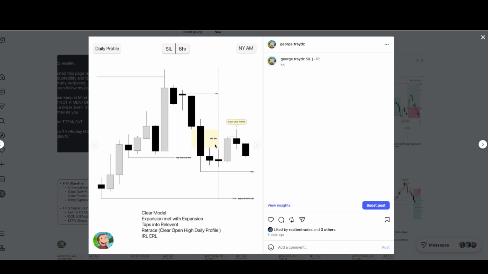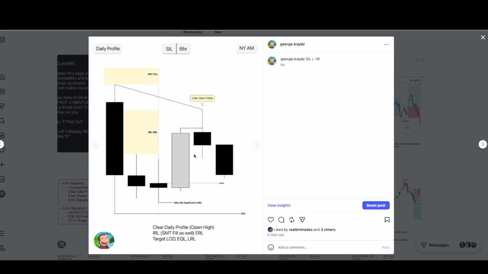From the daily continuation, clear daily profile, open up high, IRL, ERL, looking for these lows as YM or as gold has already taken out this low. So we are trading lagging asset logic and all of this. With that being said, all of that low resistance liquidity, which is located below, we are looking at a clear IRL, ERL, whatever.